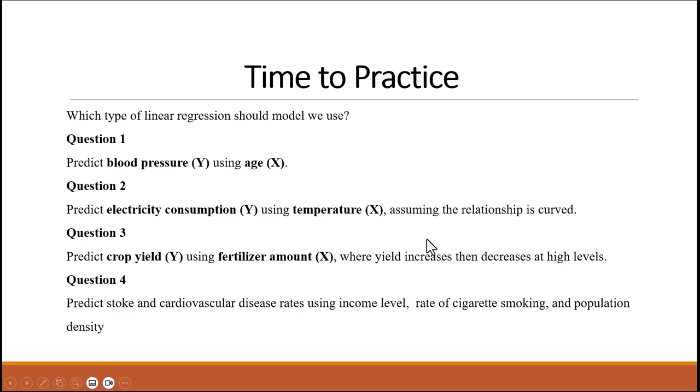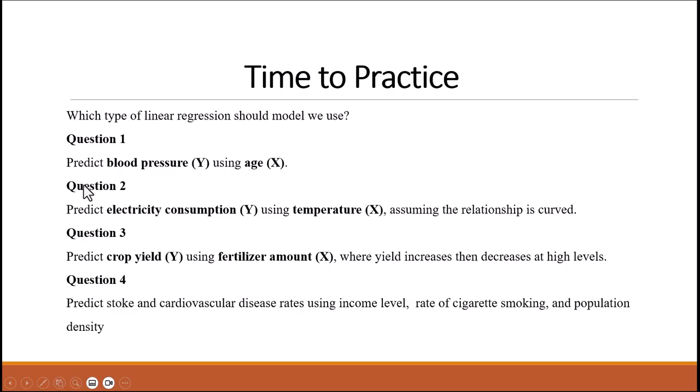Now it is time to practice again. We want to know which type of linear regression model we should use for each of these questions. Please pause your video and explain it for me.